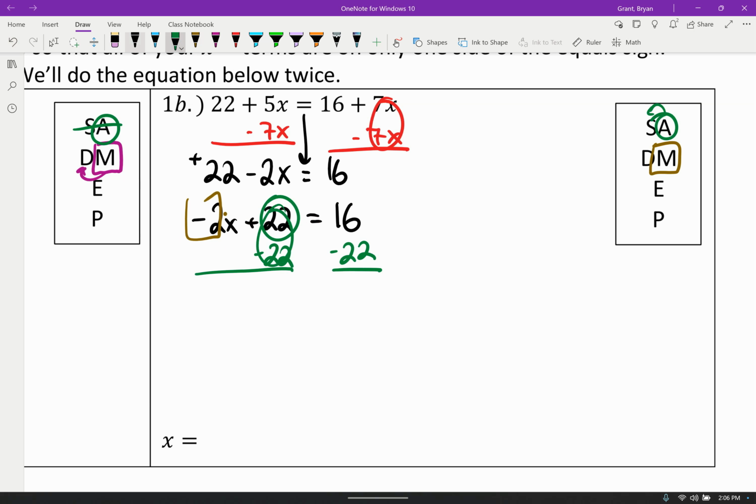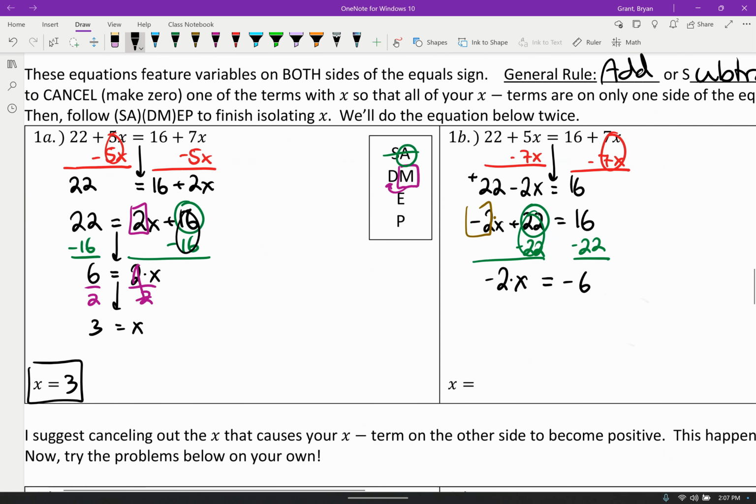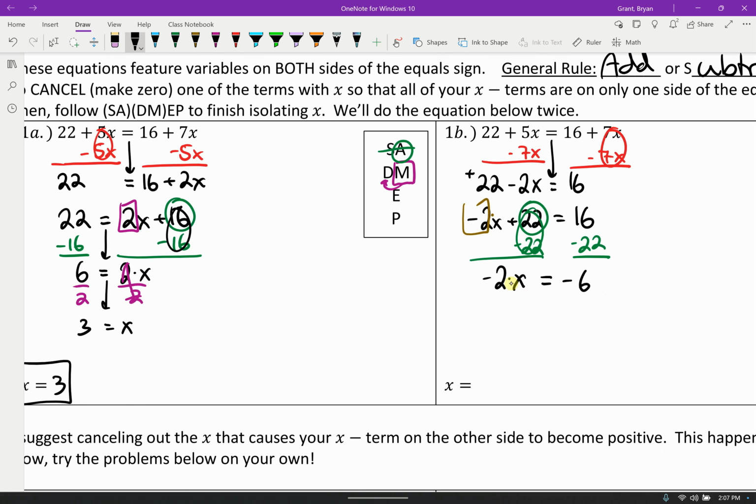22 minus 22 is 0. Leaves us with negative 2 times x equals, let's see, 16 minus 22. That's negative 6. And what you might notice from the other side is we didn't really have this. Negative 2x equals negative 6. We had 6 equals positive 2x.